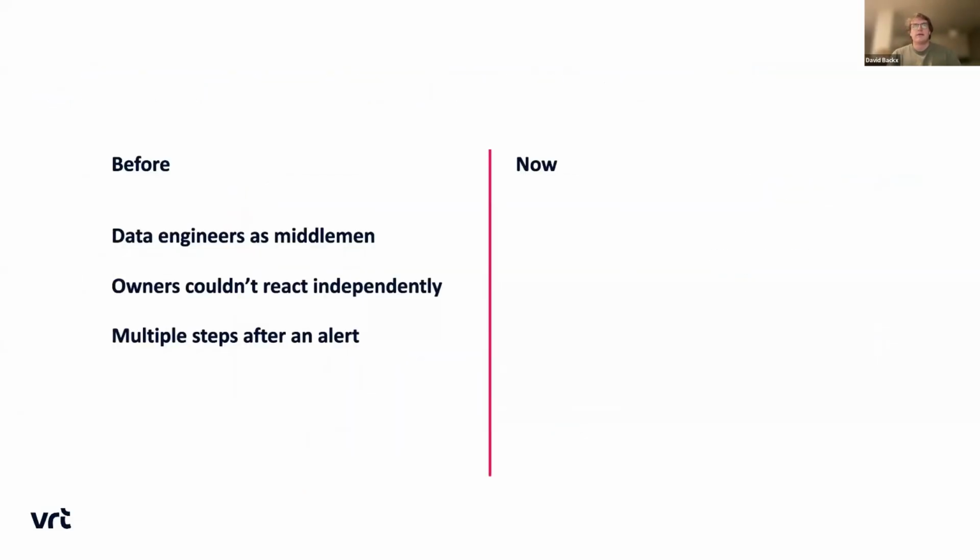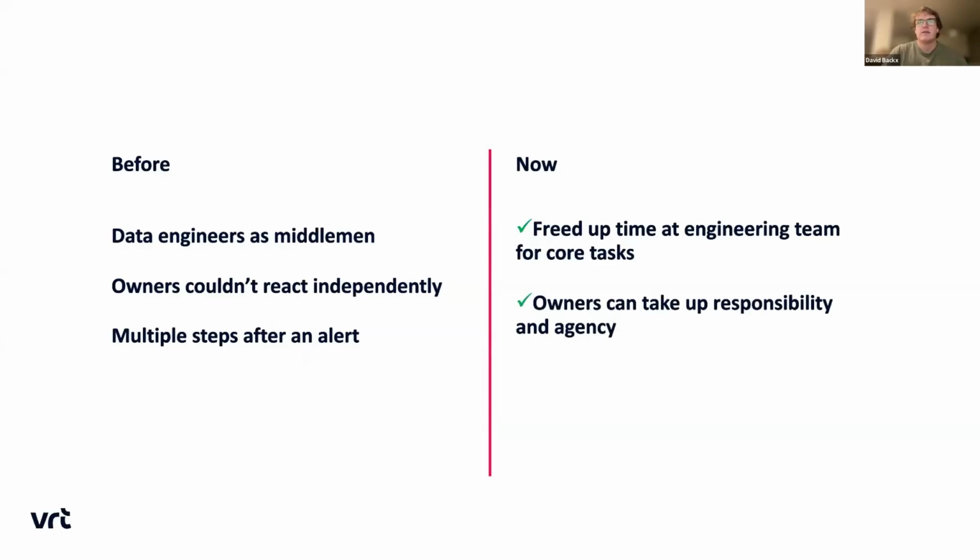So to look back, before the data engineers were the middleman, now they are freed up of that, and they can focus more on their core tasks. Also, the owners couldn't really react independently, but now they can take up responsibility and agency towards their own data. And also there were multiple steps after an alert. Now this is shortened, and the number of steps for a resolution is also way less than before.